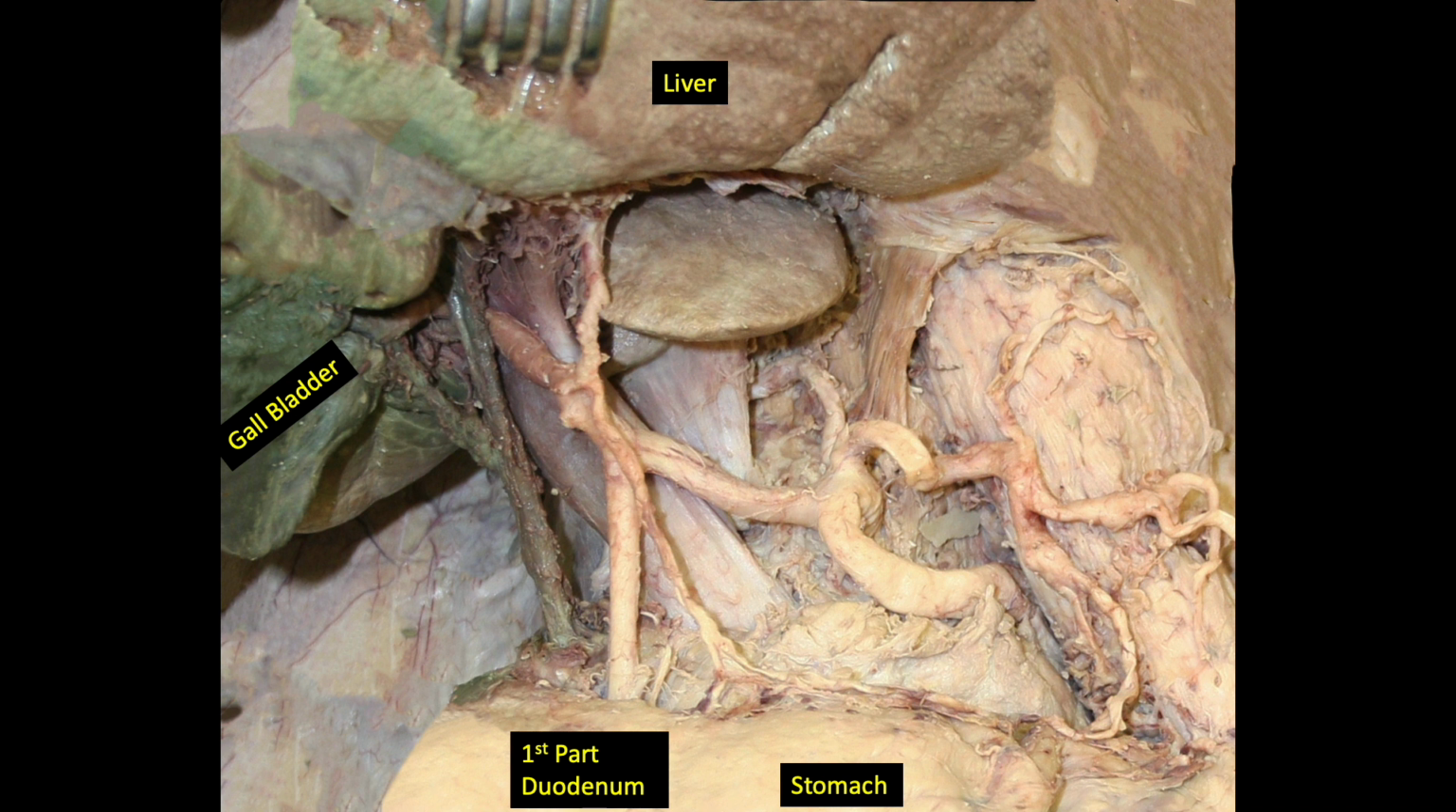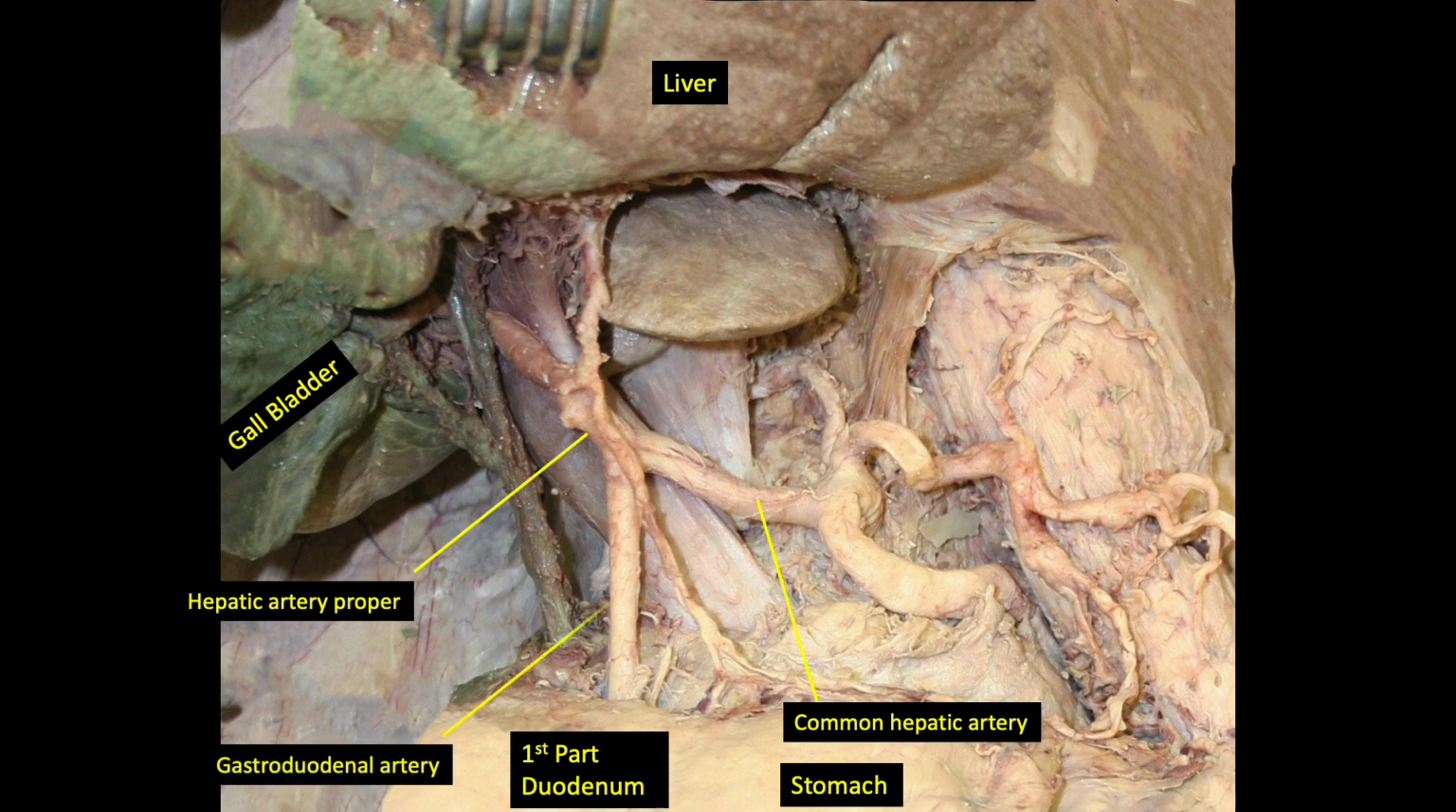Let's now see where the common hepatic artery, one of the three main branches of the celiac trunk, delivers its blood supply. We see in this specimen that the common hepatic artery divides into the hepatic artery proper and the gastroduodenal. We will trace the gastroduodenal later, but now let's look at the hepatic artery proper and see what it gives rise to.